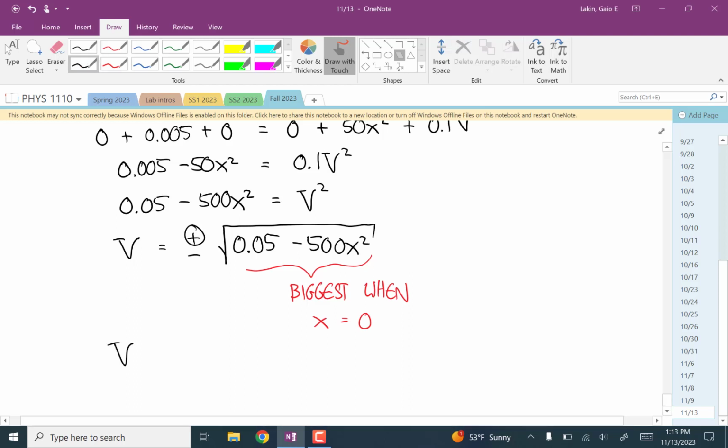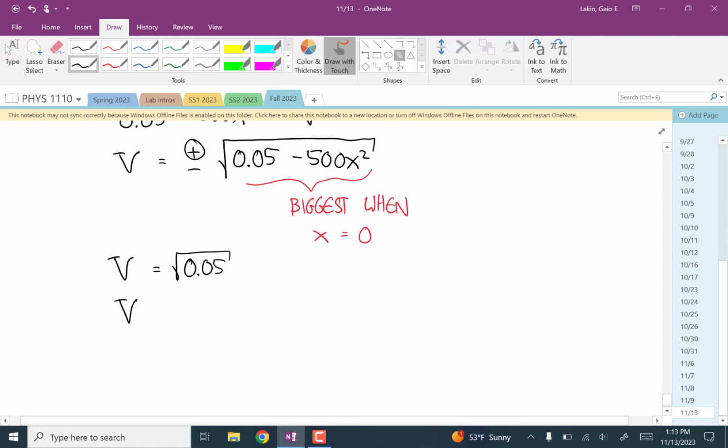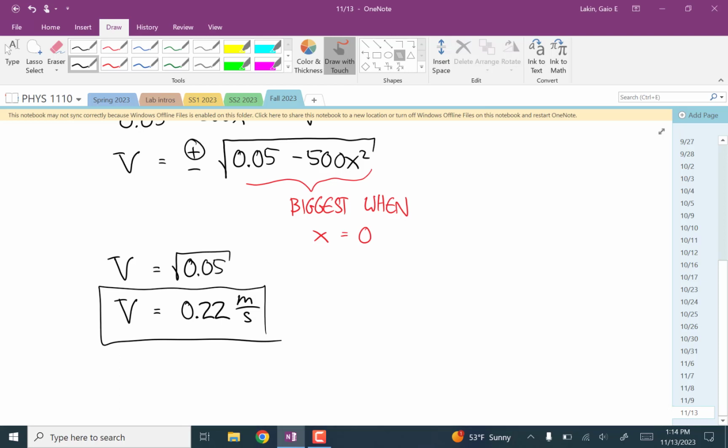So what that tells us is the speed is the square root of 0.05. What's the square root of 0.05? 0.223. 0.22, I'll leave it like that, meters per second. And what's the stretch or compression of the spring when it's at its fastest point? 0. It's when x is equal to 0.